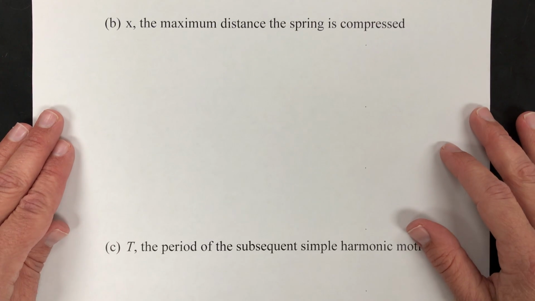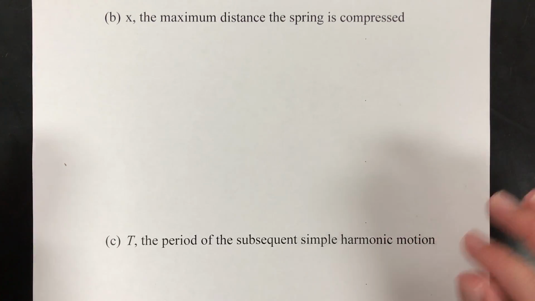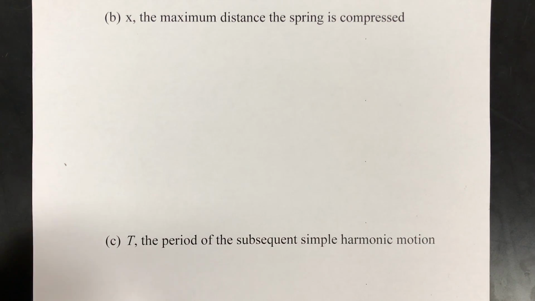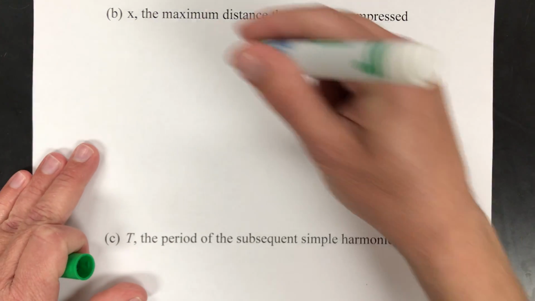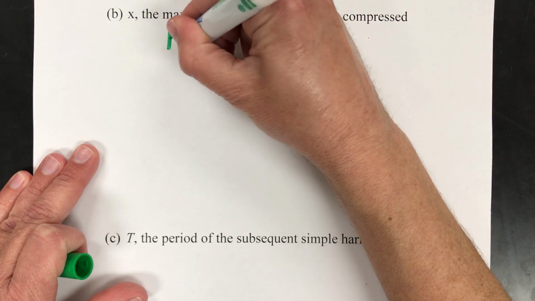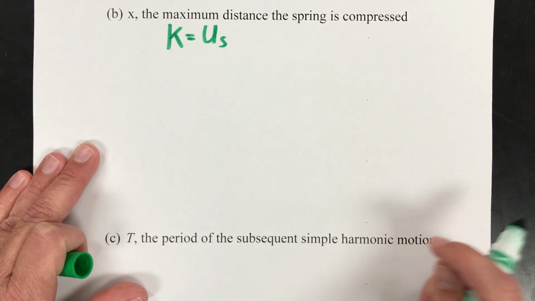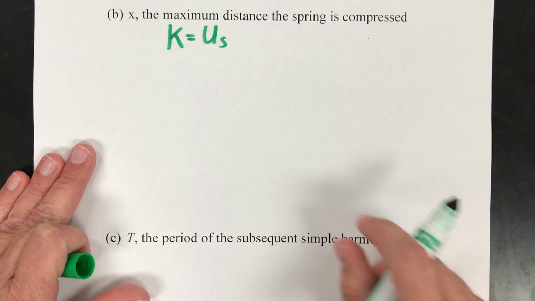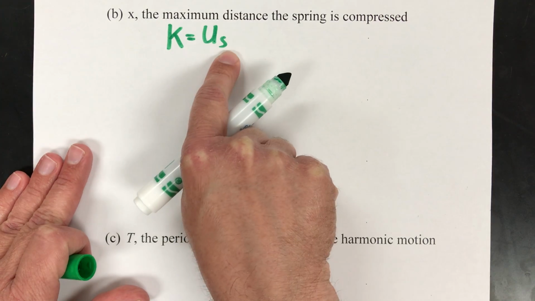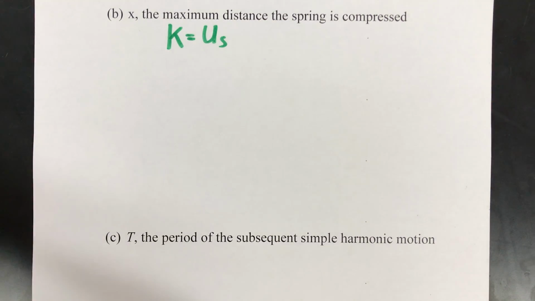So next part, they say solve for x, the maximum distance the spring is compressed. So this now is a conservation of energy. Strictly speaking, we had kinetic energy as the blocks were moving, and that became elastic potential energy as they compressed the spring. And the initial kinetic energy is equal to the final elastic potential there.